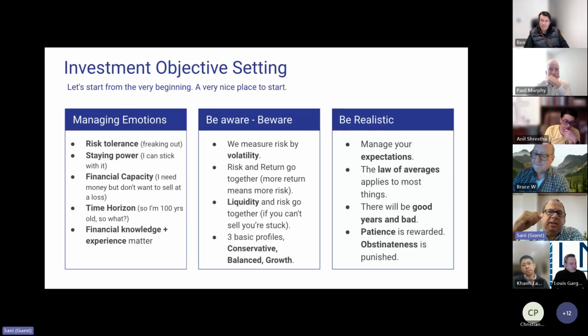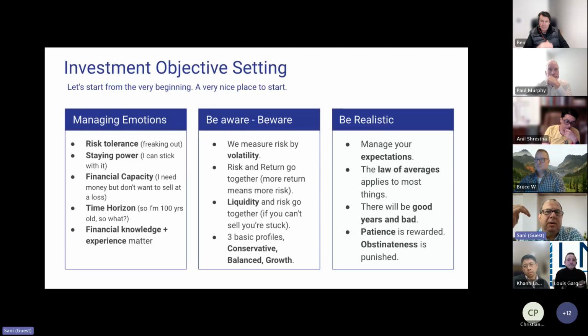And then financial capacity. It might sound like this is all the same, but financial capacity is a different thing. Do I have the money? Do I have the money to hold on and wait and see these investments through? Or do I need to sell at a loss because I need to access my capital?